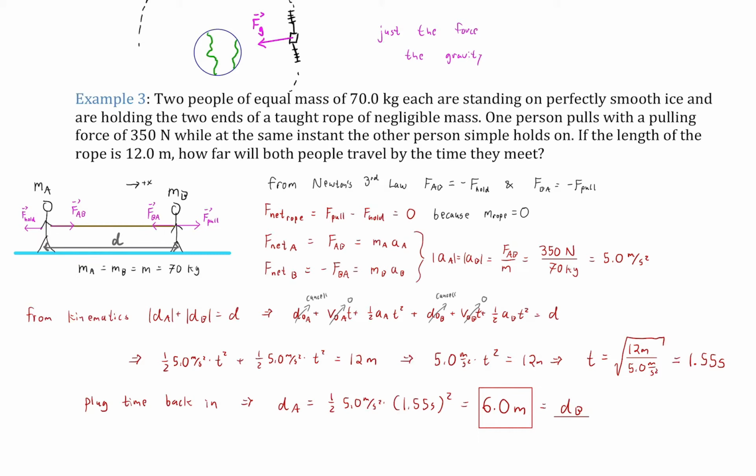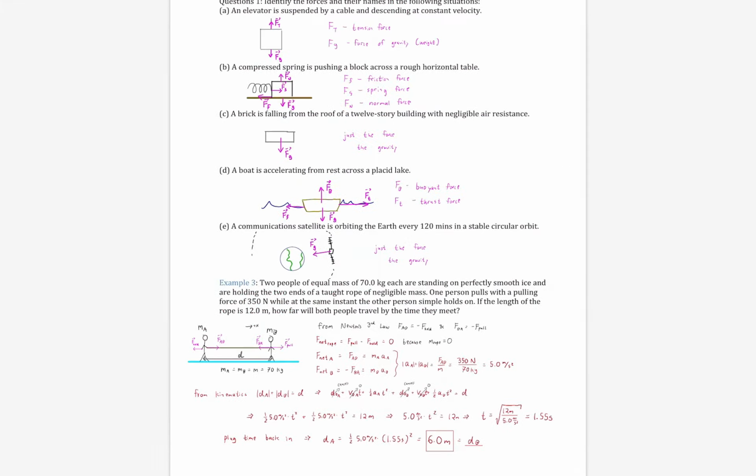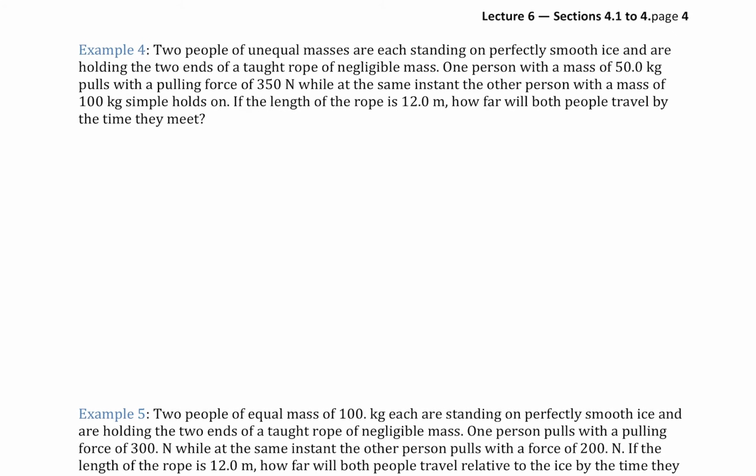They meet in the middle because they experience the same force and they have the same mass. Thus, they both had the same acceleration. Okay, so there we have it. Even though one of them just held on, they both moved. Okay? And that's because massless rope, Newton's third law. And they met in the middle because they had the same mass. But what if they don't have the same mass? Well, they won't meet in the middle anymore, right?